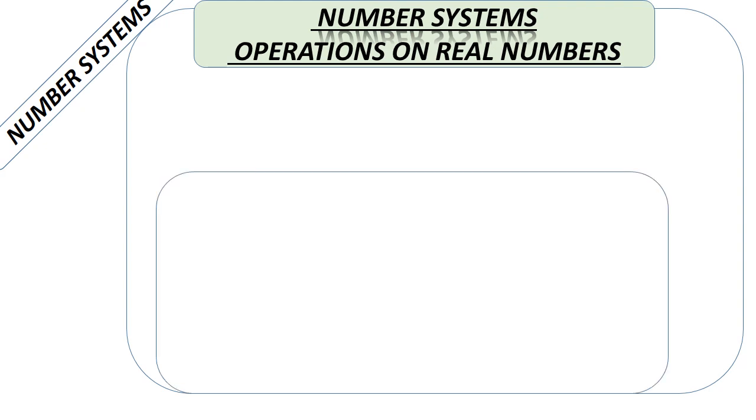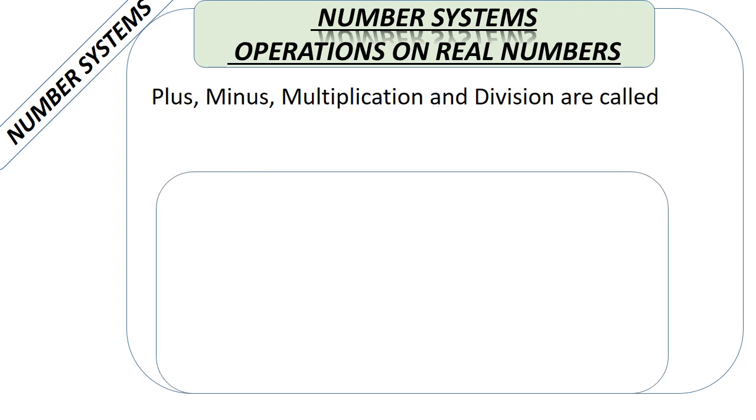So let's get started. Plus, minus, multiplication, and division are called mathematical operators or arithmetic operators. So what is a mathematical operator? A mathematical operator is a symbol that allows us to do a mathematical operation. A mathematical operation simply means combining one or more numbers to get one number as a result, just like the way we combine hot water and milk to get porridge. So that's what a mathematical operation is.